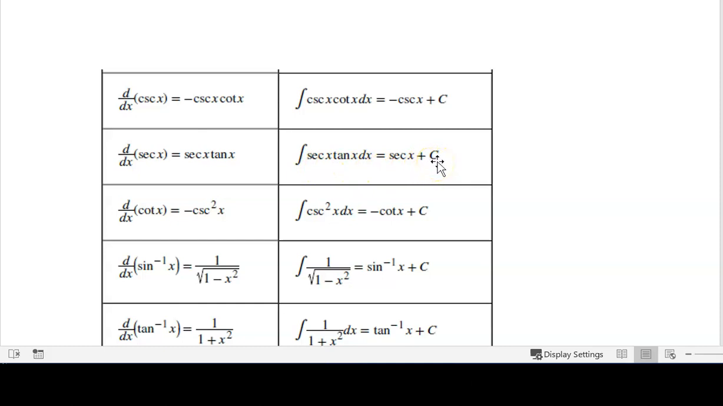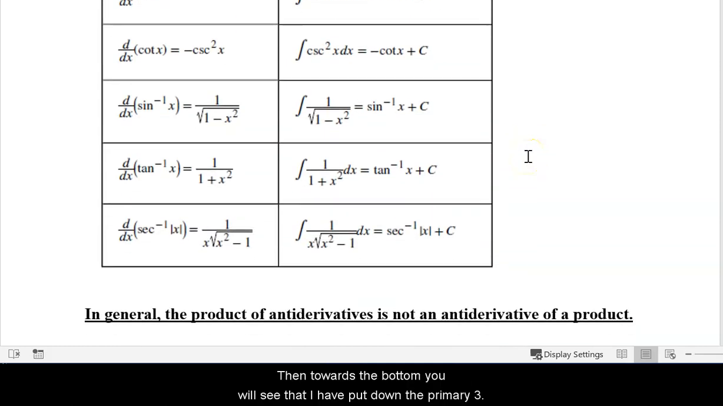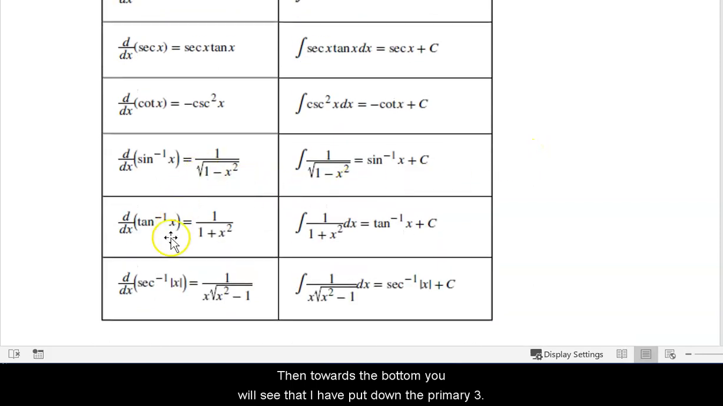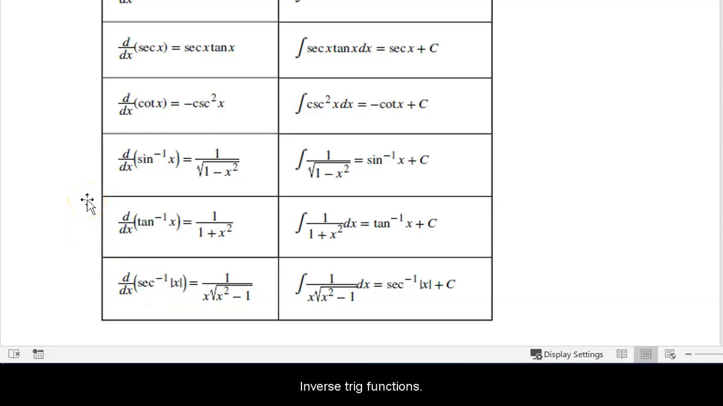Since the derivative of secant is secant tangent, the integral of secant tangent is secant of x plus the constant. Then towards the bottom, you will see that I have put down the primary three inverse trig functions. We did not list the second three, which are all the inverse co-trig functions: inverse cosine, inverse cotangent, and inverse cosecant. The reason is these three are the primary three that are used and the ones that form the core of a technique that we use in Calculus 2, which is called trig substitution. These three are the most important.